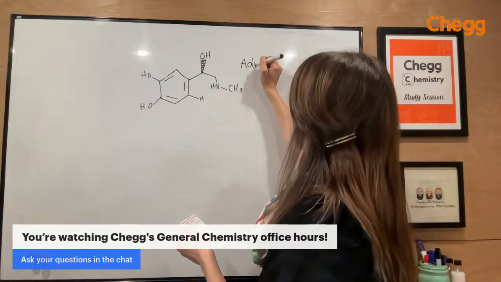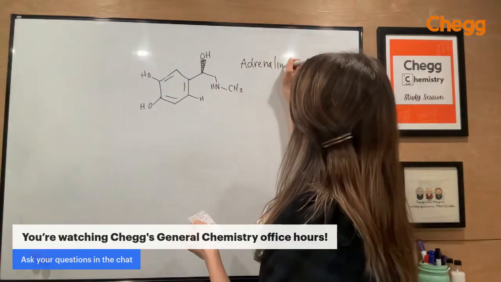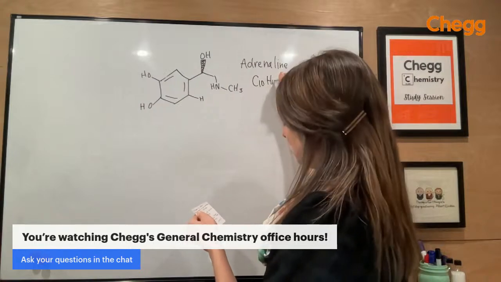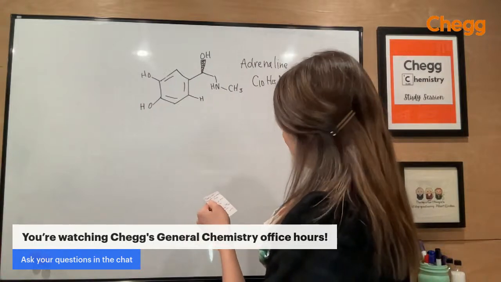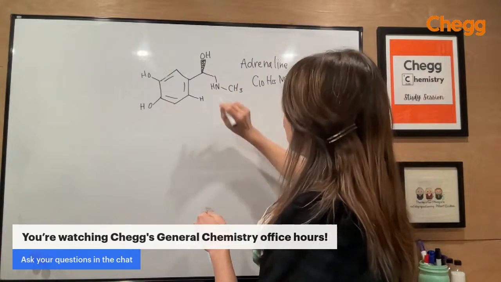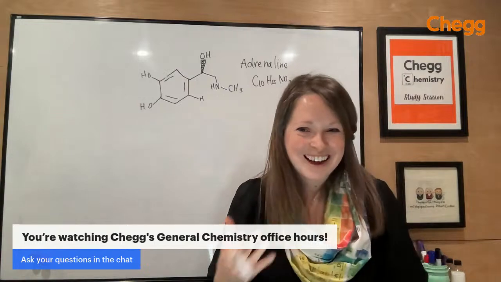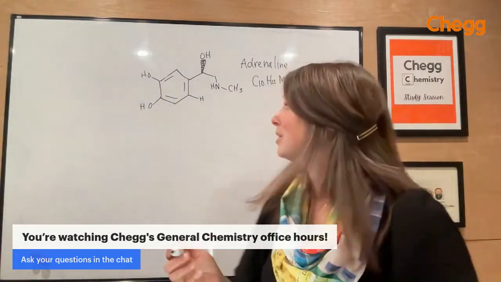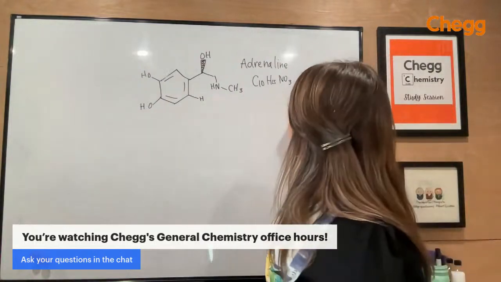All right. So adrenaline, it has the chemical structure C10H15NO3. Let me double check. Do I have 3? Yeah. Okay. So this is the structure of adrenaline. So let's look at adrenaline in terms of the intermolecular forces that it's going to experience.